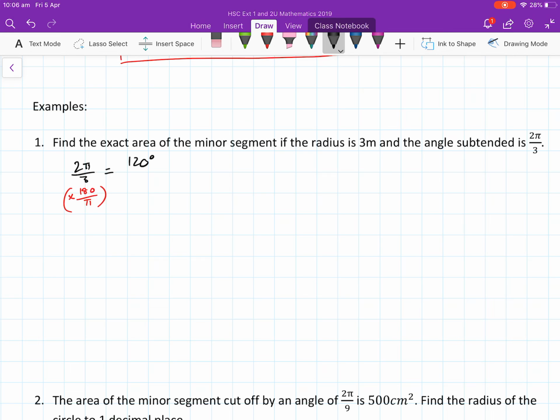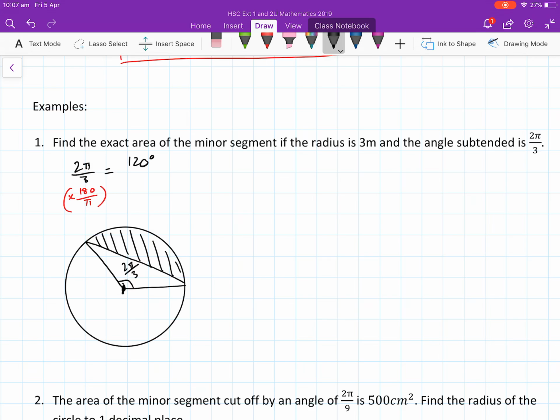All right? So again, I want to draw a diagram. What we're saying essentially is, if I get my circle here, and I draw about, that's not quite the center, but if I draw about 120 degrees, it will look something like this. It's 2 pi on 3. And what we want to find is, if I connect this up, that's the area I want to find, the segment. All right, so the radius is 3 meters. It's quite a big circle. So how do I do it?